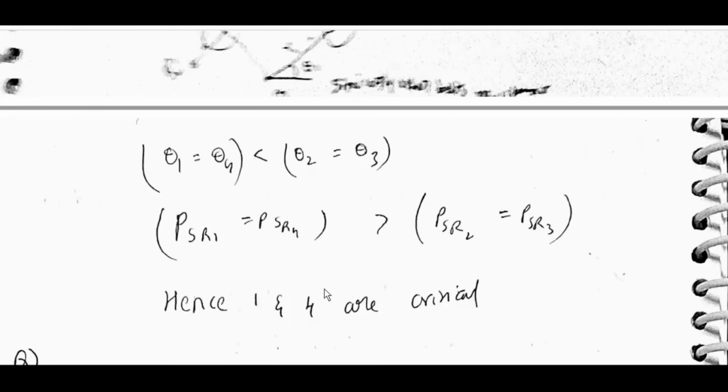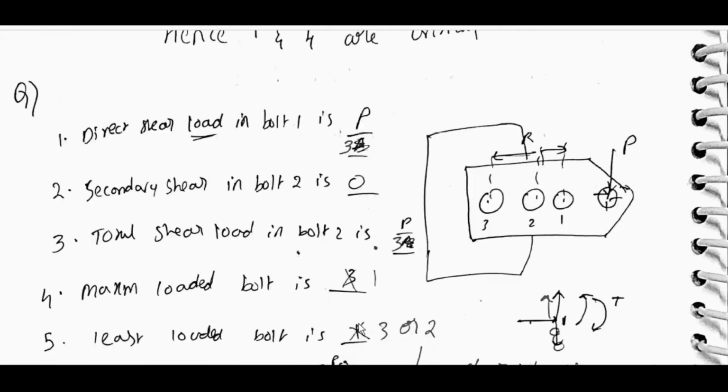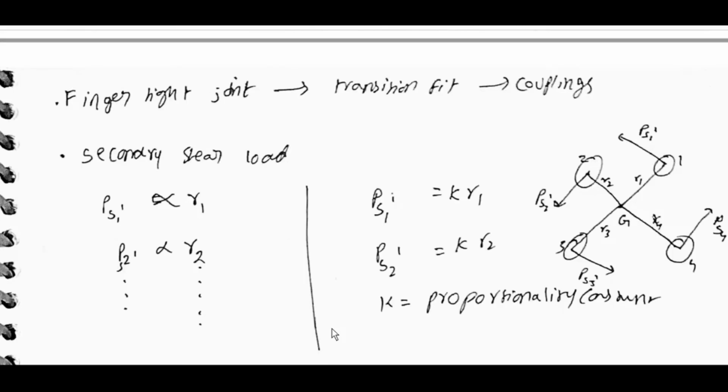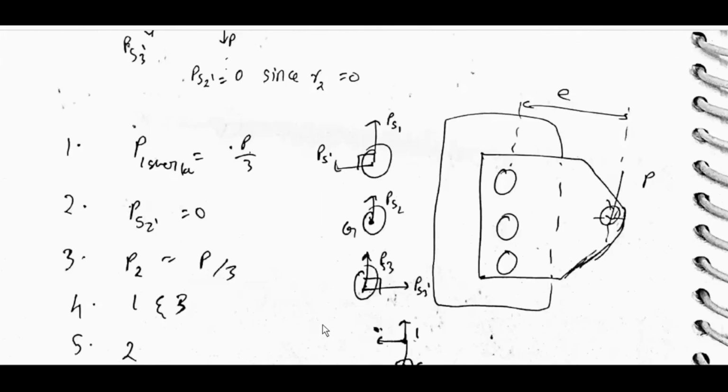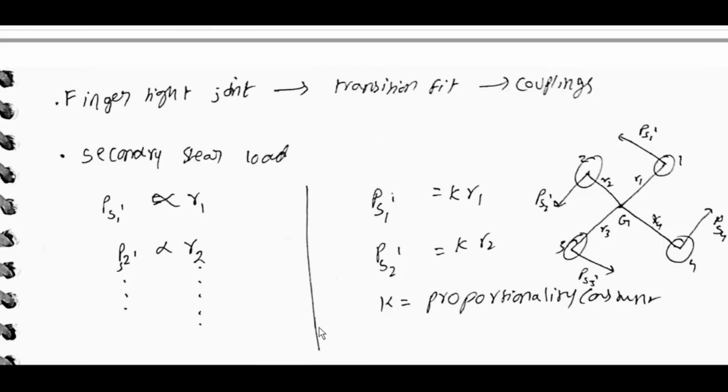Then after that, you combine these two. Theta 1 is equal to theta 4, less than theta 2 is equal to theta 3. PSR1 is equal to PSR4, greater than PSR2 is equal to PSR3. Hence 1 and 4 are critical. Finger tight joint, transition fit, used for coupling.